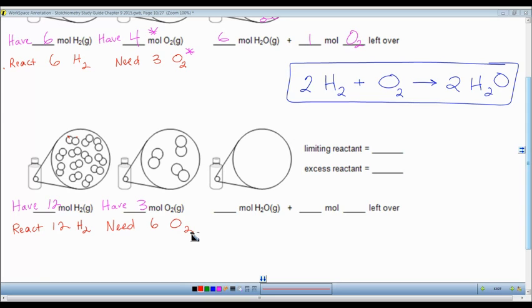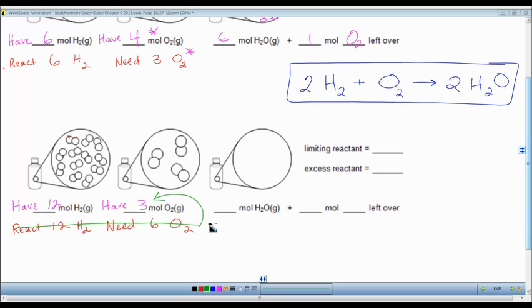Oh, wait a second. That's not cool. That can't happen. Do you see my problem? You don't have that. You only have 3. You would need 6. So this isn't going to work. It's not going to work to react all 12 hydrogen. So I have a hunch then that the hydrogen is going to be in excess this time.